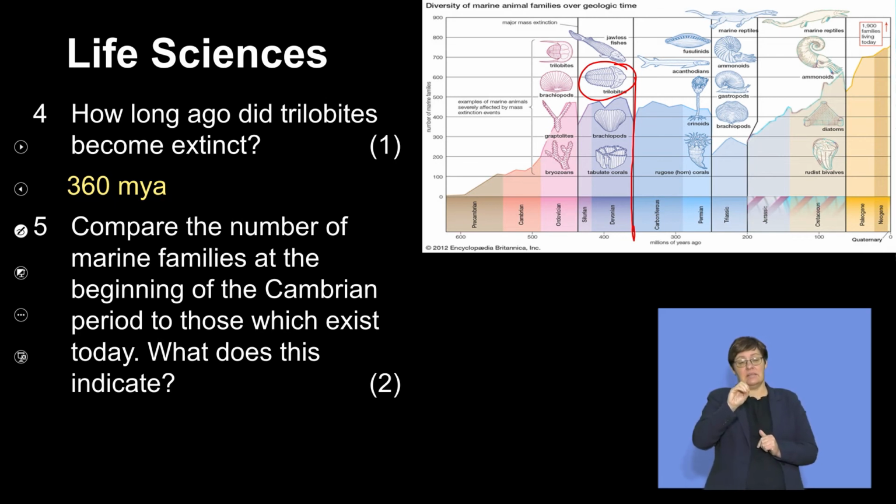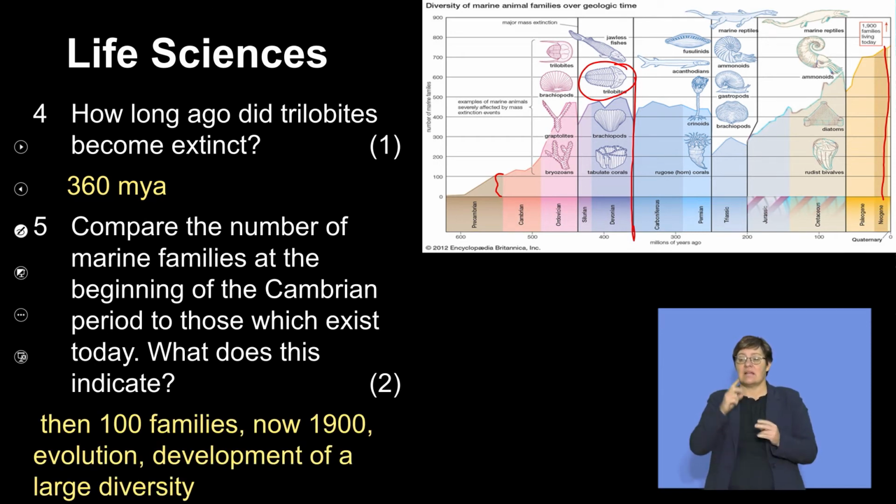360 million years ago. Then the next question says compare the number of marine families at the beginning of the Cambrian period to those which exist today. Okay, so we have a look. There's the beginning of the Cambrian period where there were just about 110 families with the ones which exist today. And if we have a look, that is over 1,900 families.